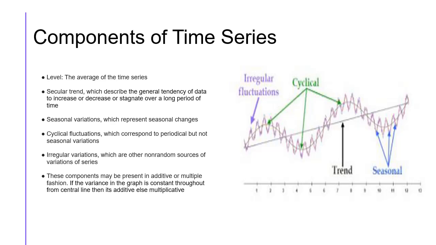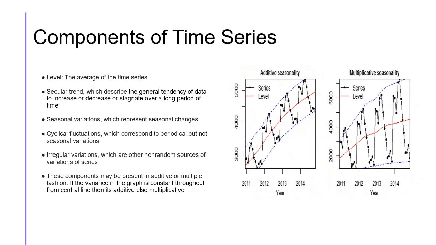If the variance in the graph is constant throughout the timeline from the central line, then it will be known as additive. Otherwise, it is known as multiplicative. To decompose a multiplicative time series, we may have to take a transformation of the data using log. We know the logarithm of multiplication boils down to addition of logs.